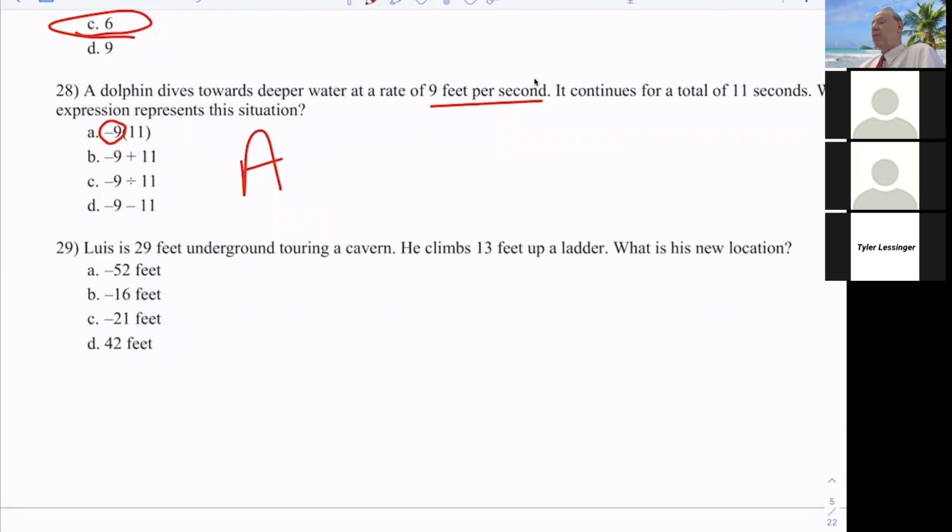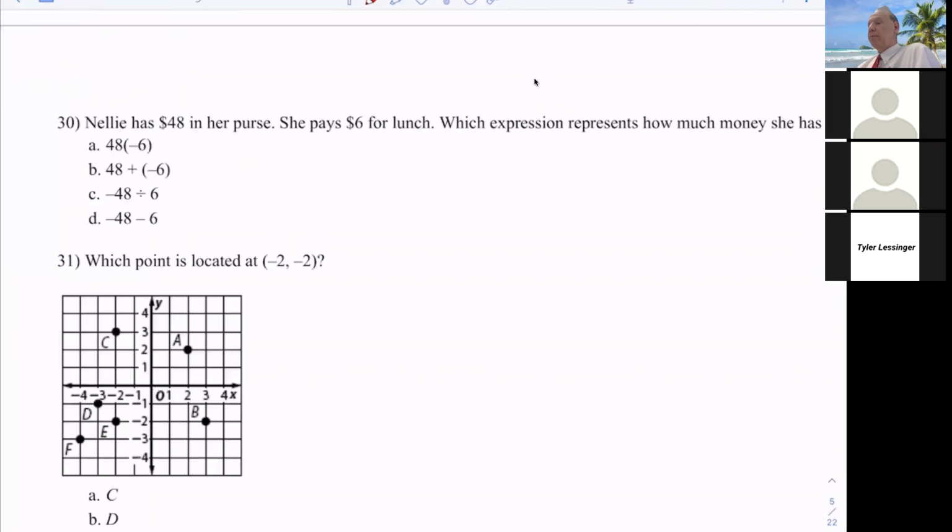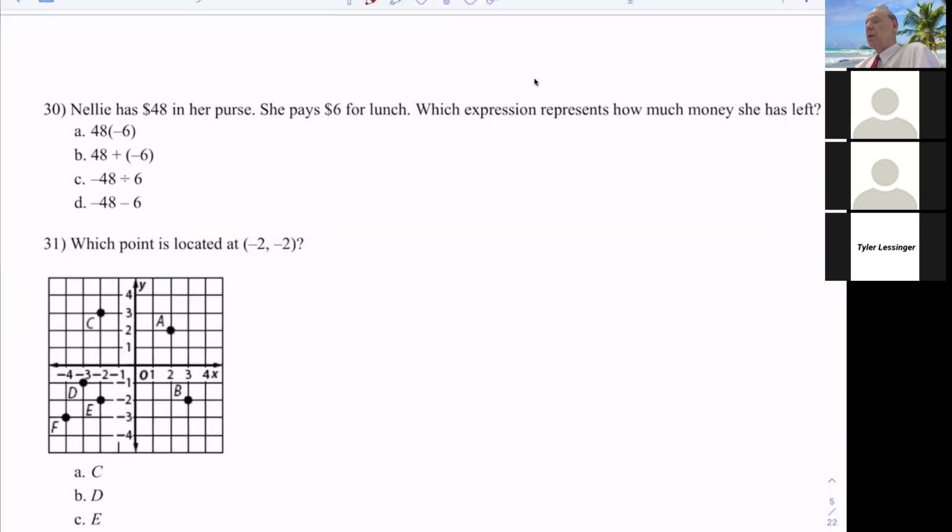Luis is 29 feet underground. He climbs 13 feet up a ladder. Where is he now? B, negative 16. Anybody have any issues? All right, 30. Nellie has $48 in her purse. She pays $6 for lunch. 48. That is correct. All right, everybody good?